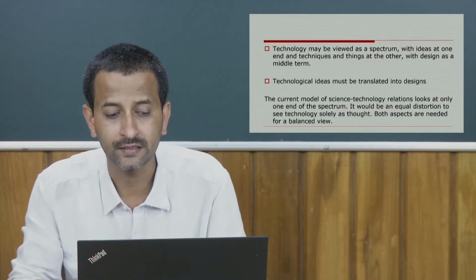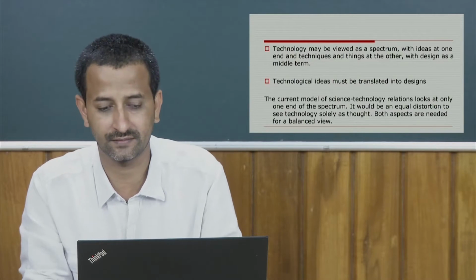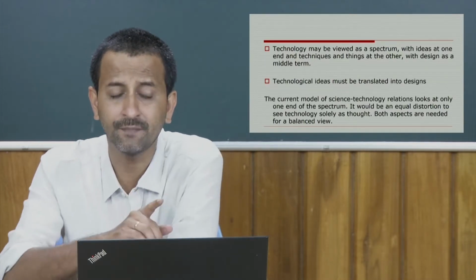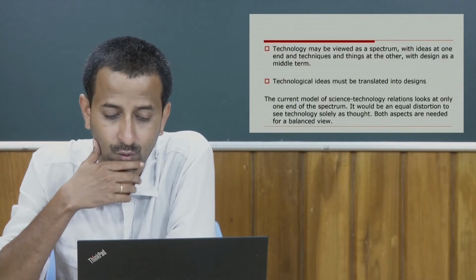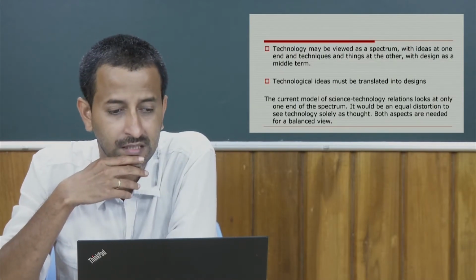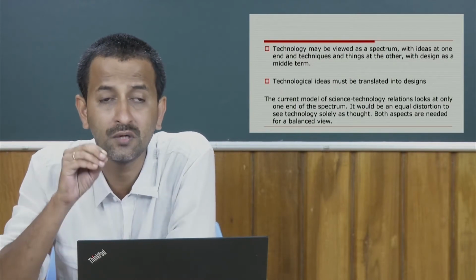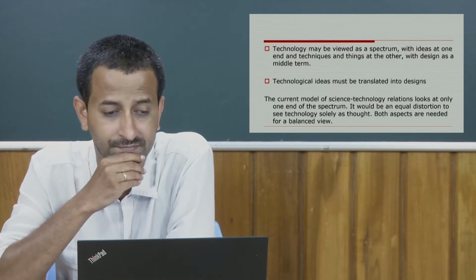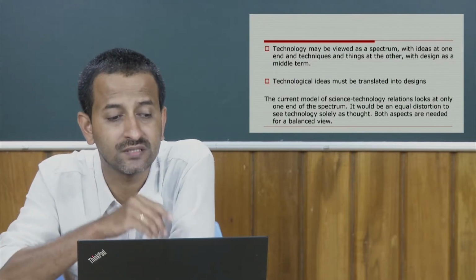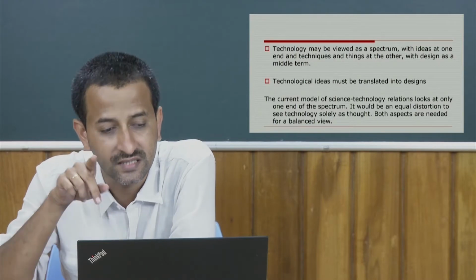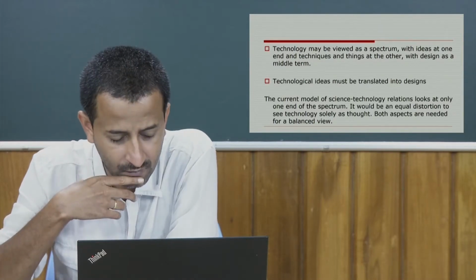Technological ideas must be translated into designs. These in turn must be implemented by techniques and tools to produce things, and the current model of science technology relations looks at only one end of the spectrum. It would be an equal distortion to see technology solely as thought. Both aspects are required for a balanced view.